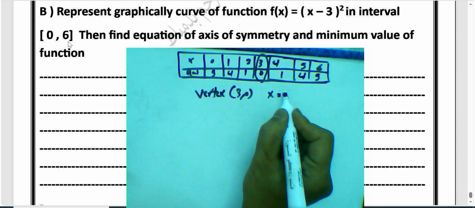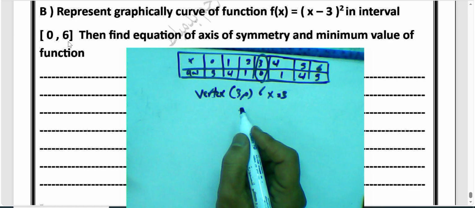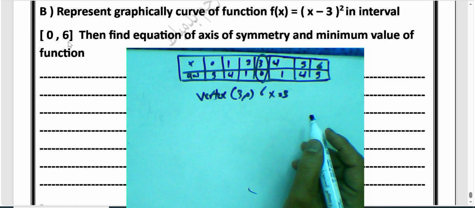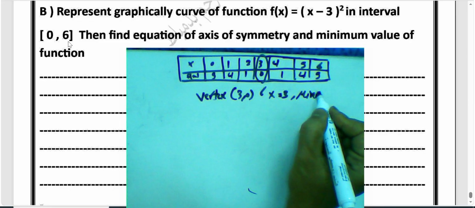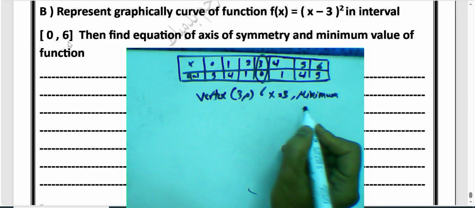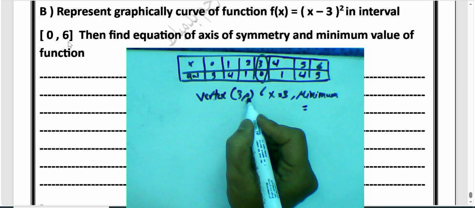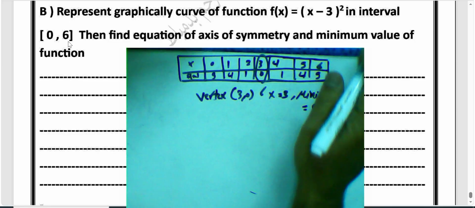And x equals 3 is the axis of symmetry. And is it a minimum or maximum? We have here the coefficient of x squared is positive, then it will be a minimum. The value of the minimum, it will be what? It will be 0.